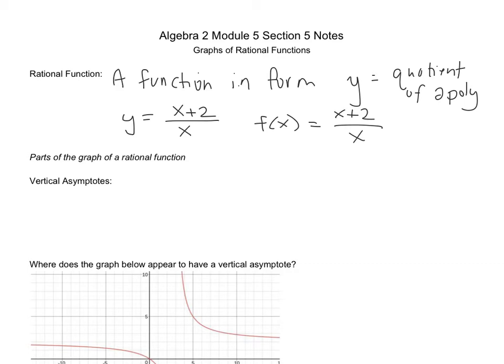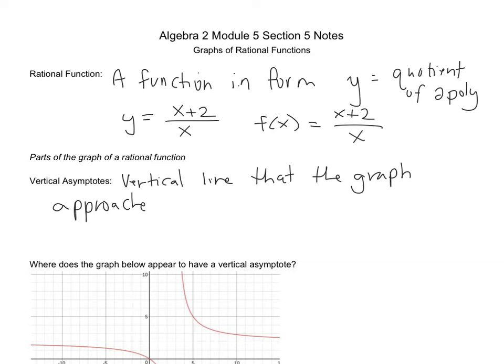The first one is what's called a vertical asymptote. Now, a vertical asymptote is a vertical line that the graph approaches but does not touch. The graph gets closer and closer and closer to this line, but it's never going to touch it.